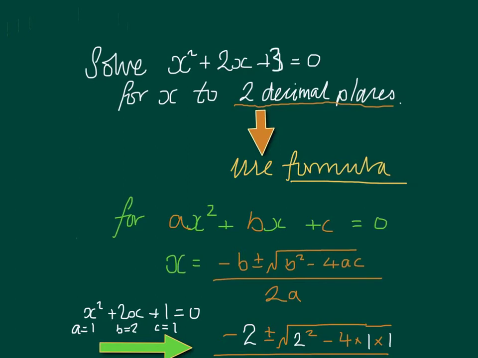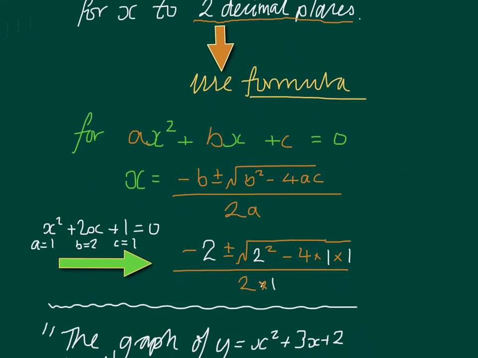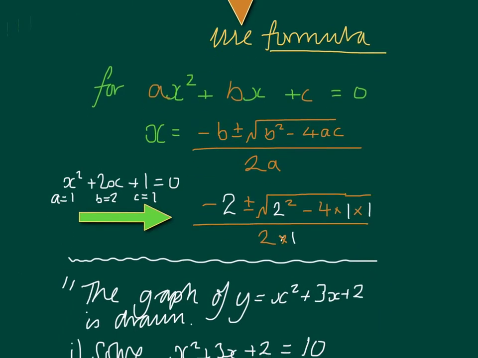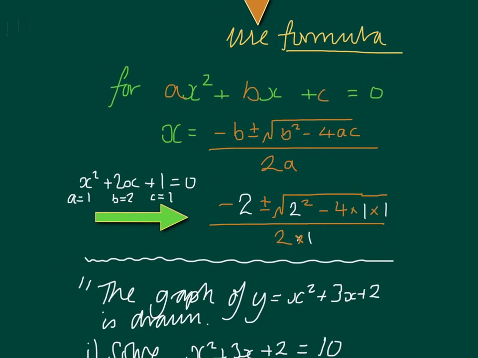Okay. So, let me just check that isn't going to be too easy. No, that's fine. So for x, and it says to 2 decimal places, you must use your formula. The formula for this is, for ax squared plus bx plus c equals 0, x can equal -b plus or minus the square root of b squared minus 4ac all over 2a.